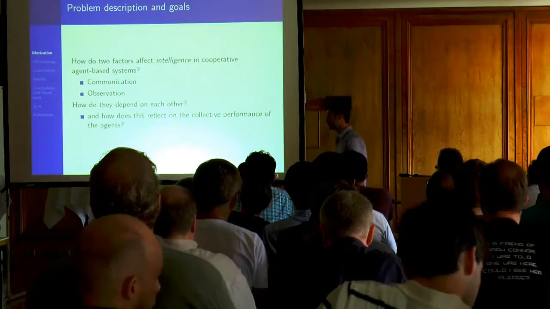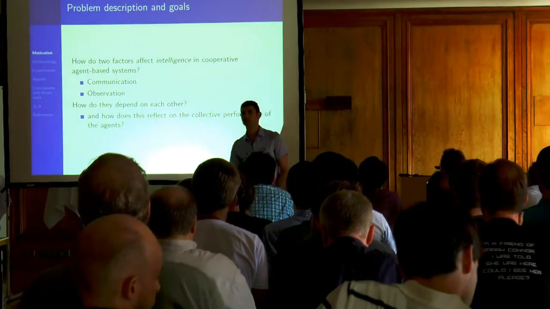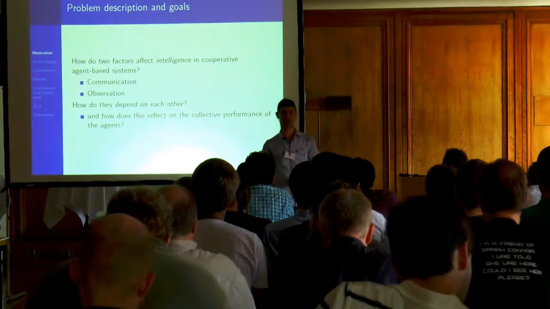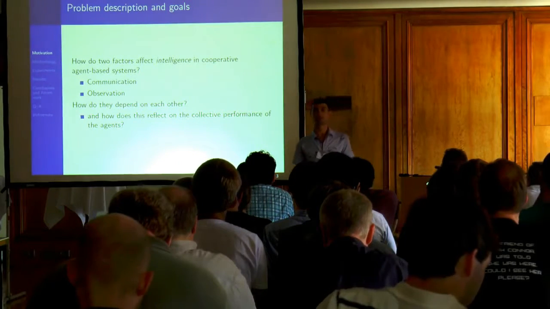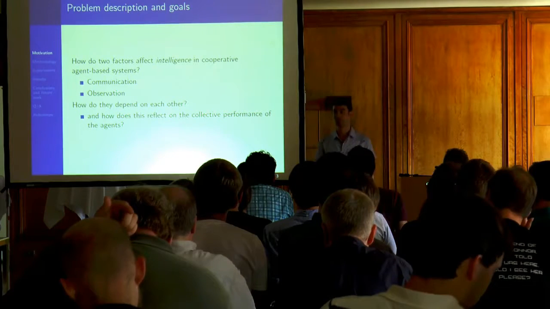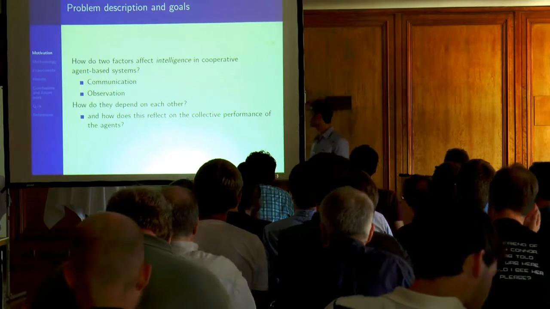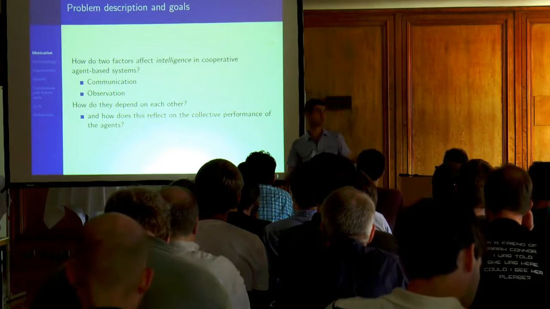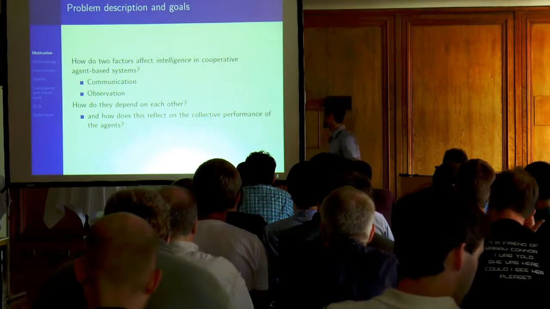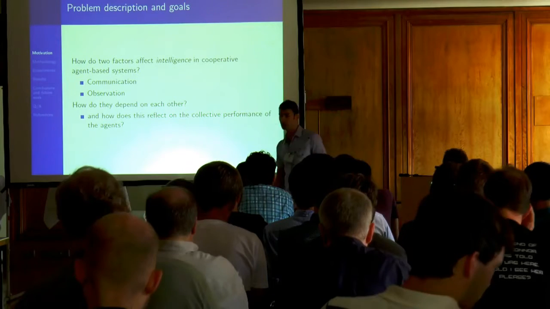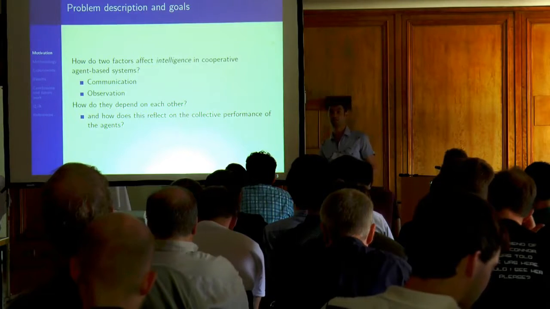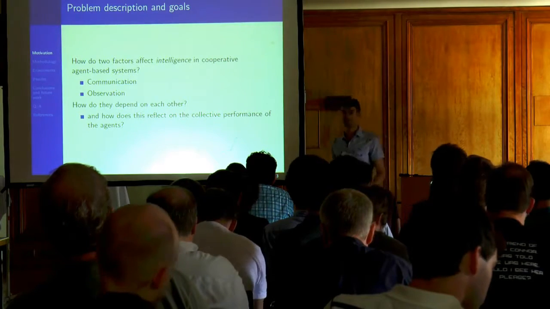So I'll start by describing the problem. The intelligence of multi-agent systems is known to depend on the observation and communication abilities of the agents. We know that, but we don't know which one has a higher influence. It's not clear. And we don't know how these factors, communication and observation, depend on each other in multi-agent systems. So what we're trying to do is to measure the influence of these two factors on the intelligence of agents and see how they depend on each other.